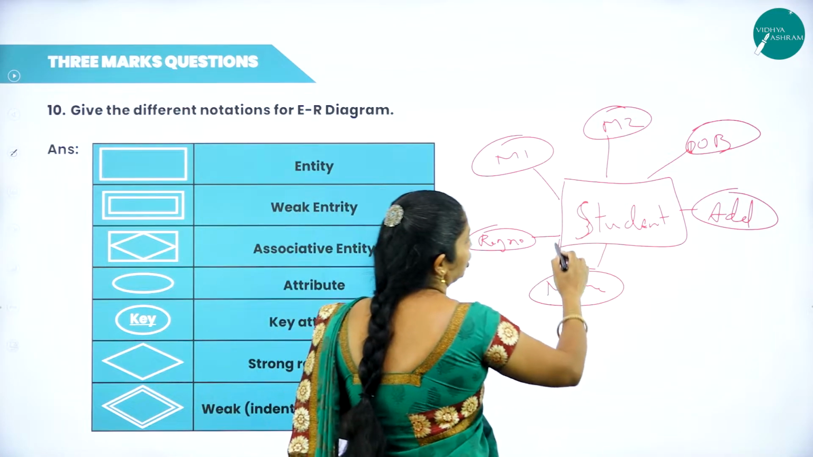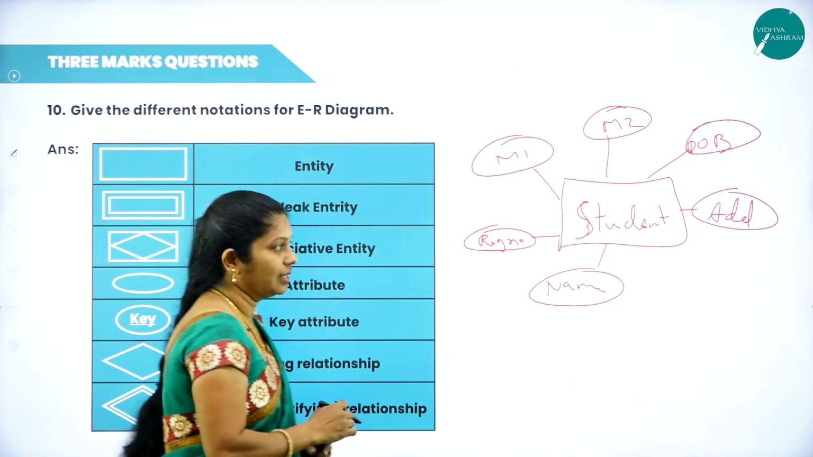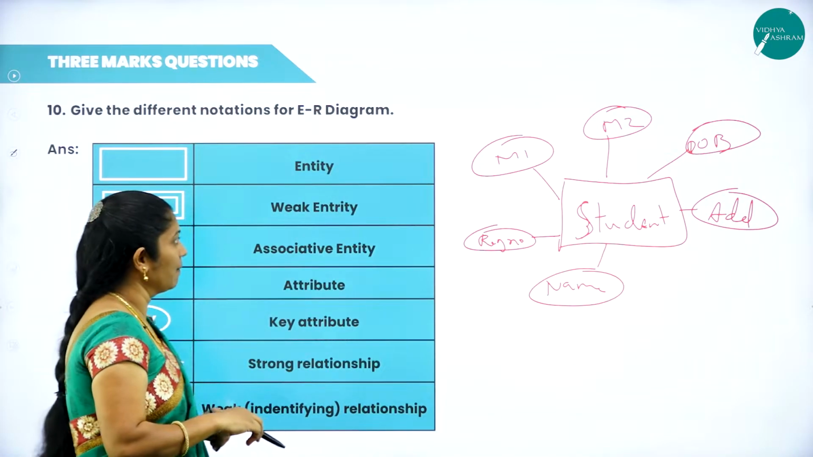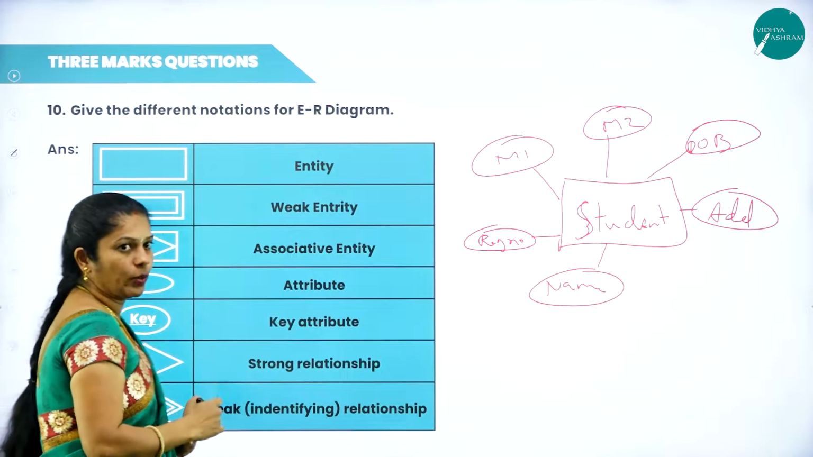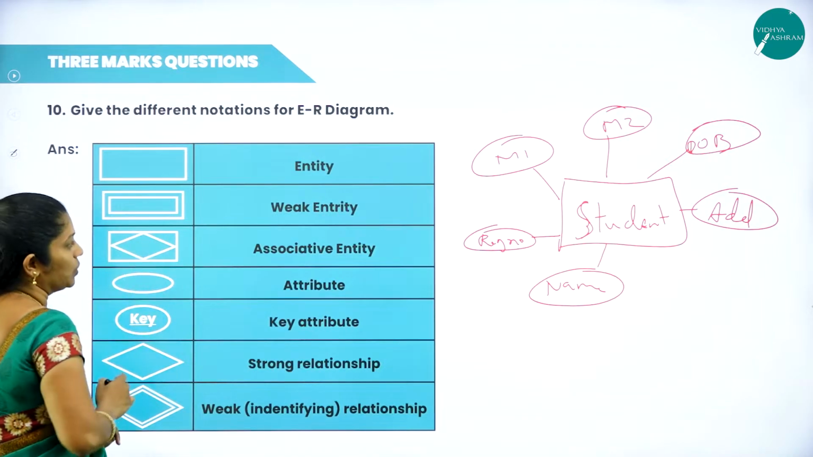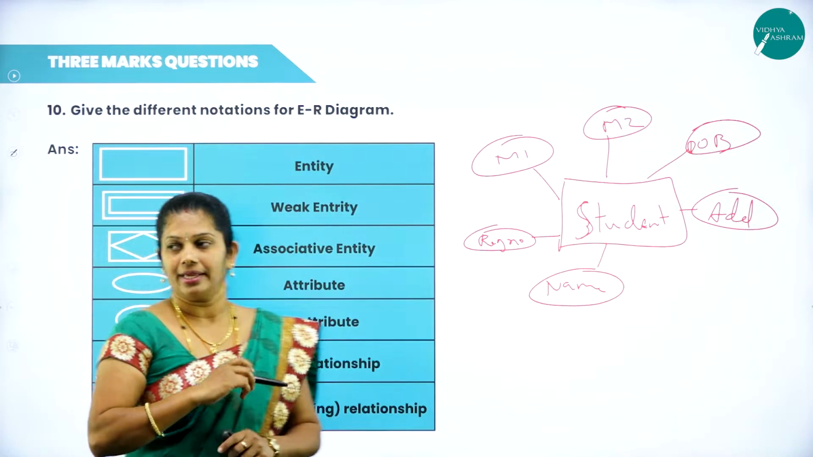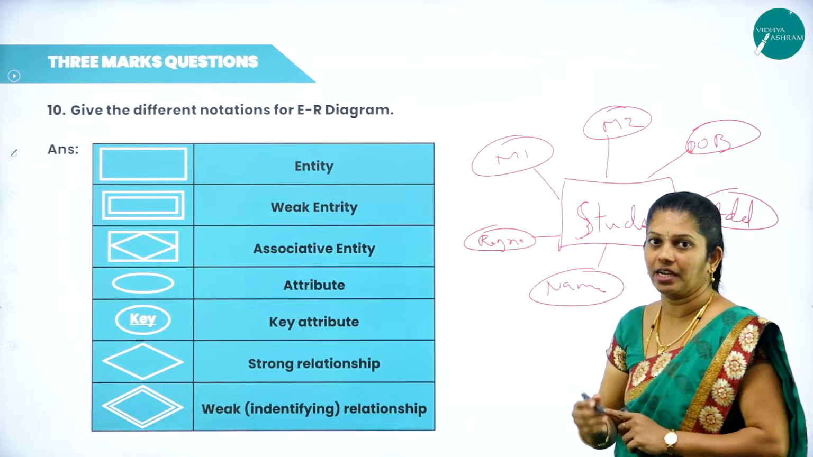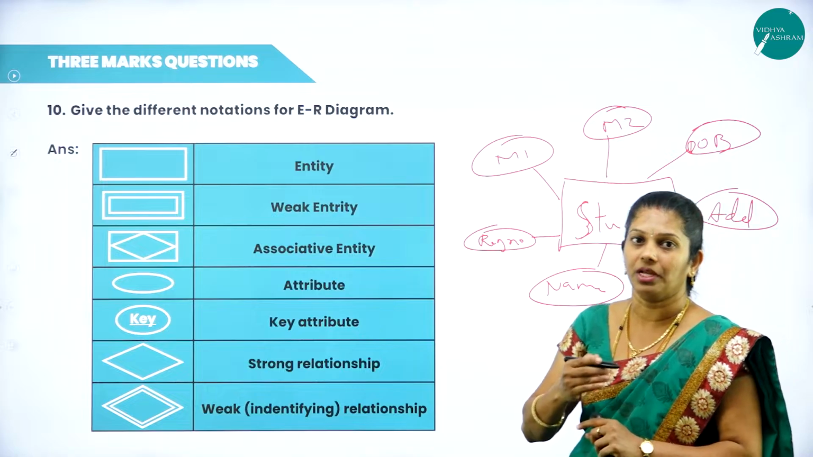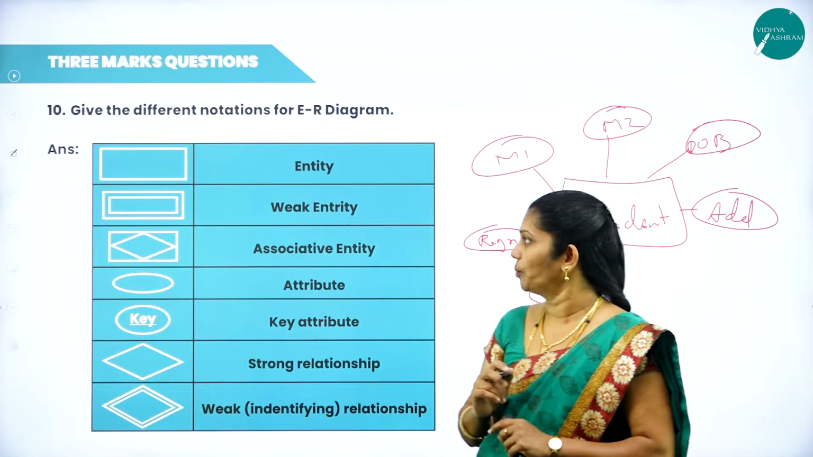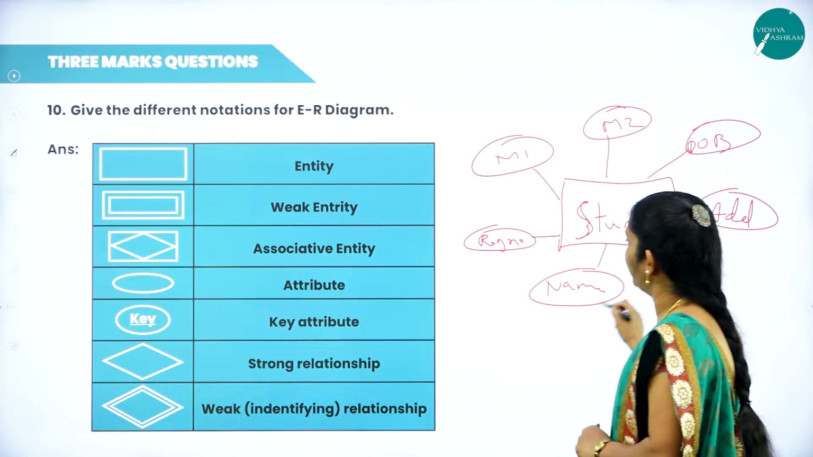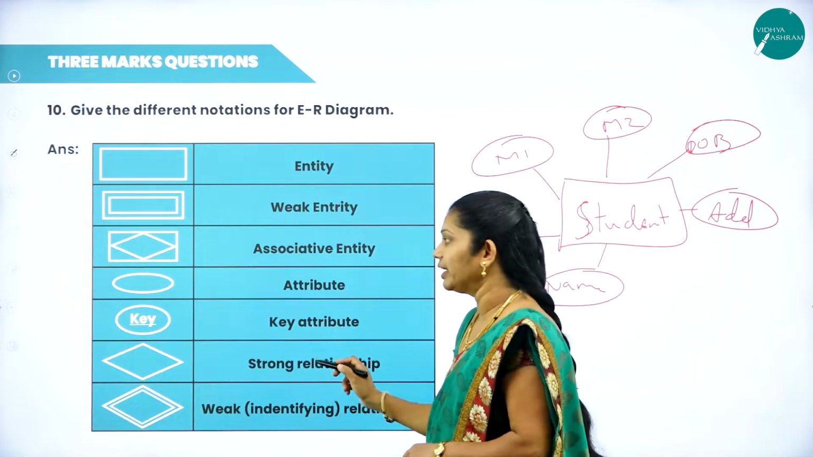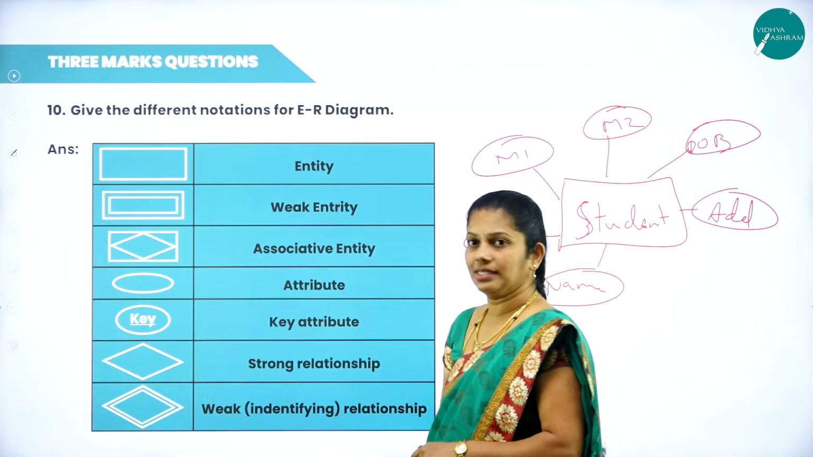Whereas this is the shape of an entity: a rectangular shape is used. If it is a weak entity, then this symbol is used. For an associative entity, we use this particular symbol. An entity relationship diagram is mainly used to represent the operations in diagrammatic format. Attributes, nothing but behaviors, can be represented in oval shape. Then if you have relations, we use this symbol.